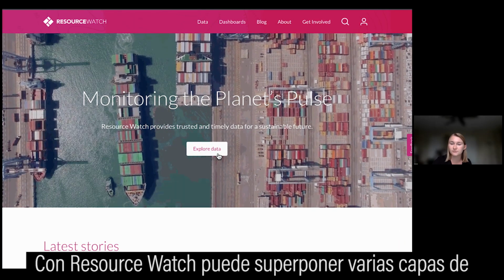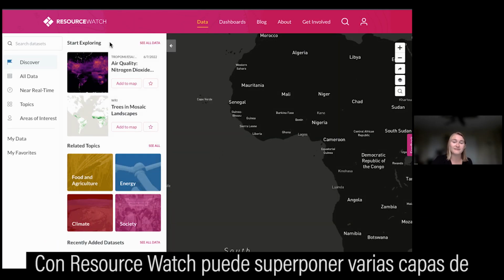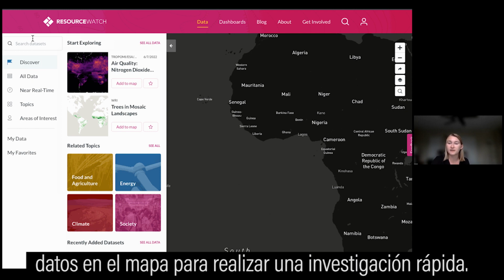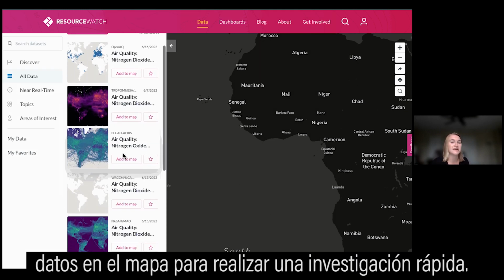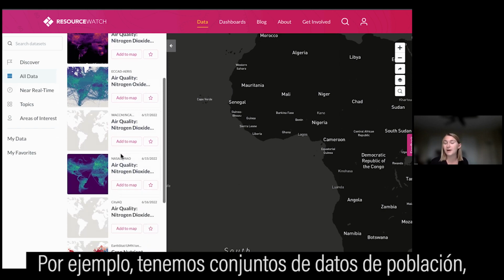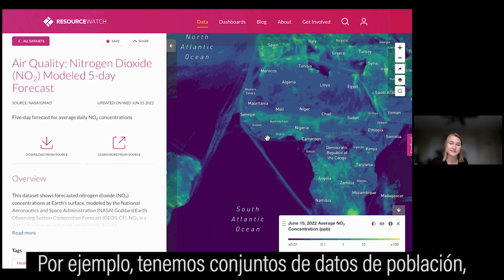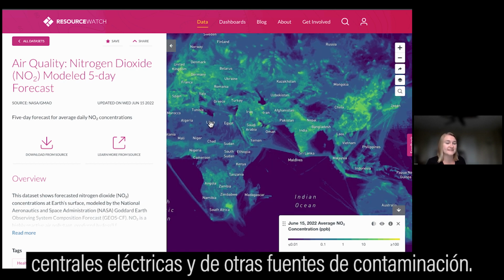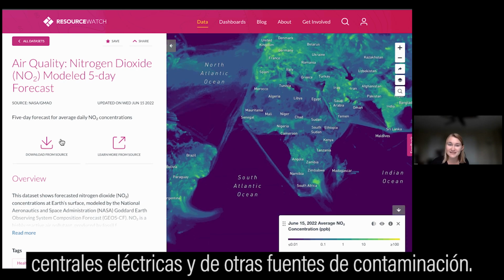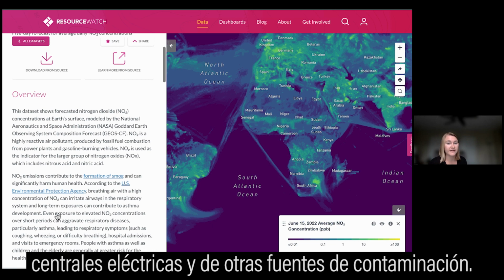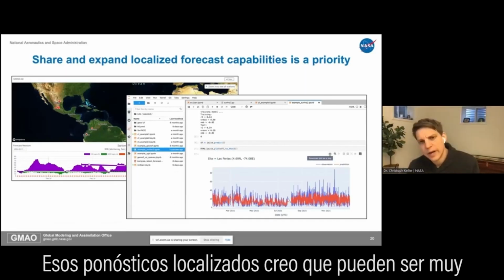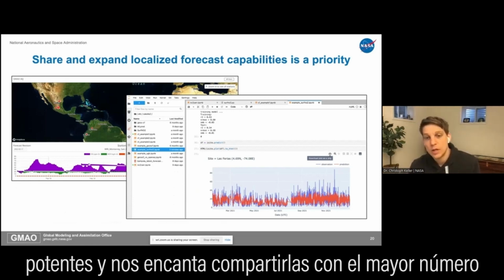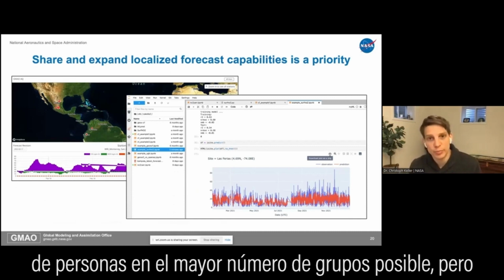Using Resource Watch, you can actually overlay a number of data layers together on the map, so you can do some kind of quick investigation. For example, we have population data sets on Resource Watch, as well as power plant data sets and other sources of air pollution. Those localized forecasts, I think they can be very powerful, and we love to share them with as many people and as many groups as possible.